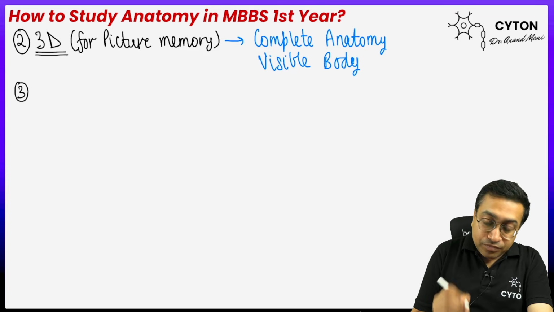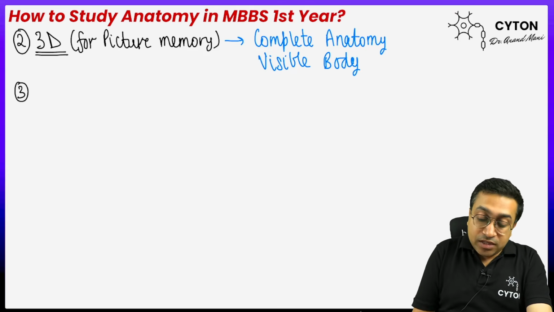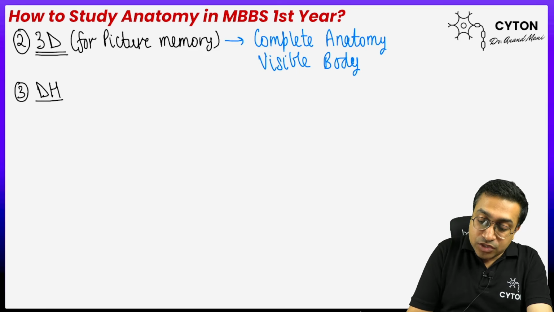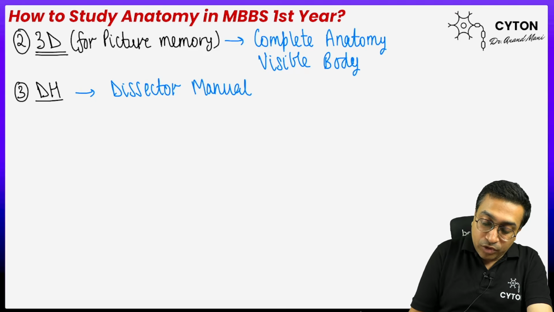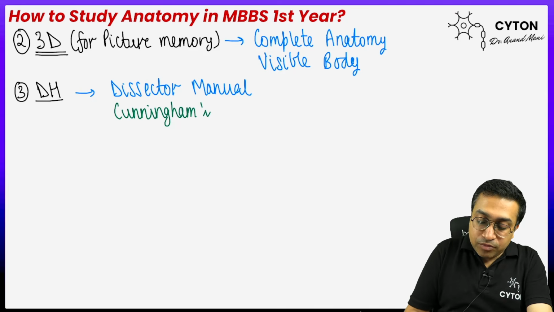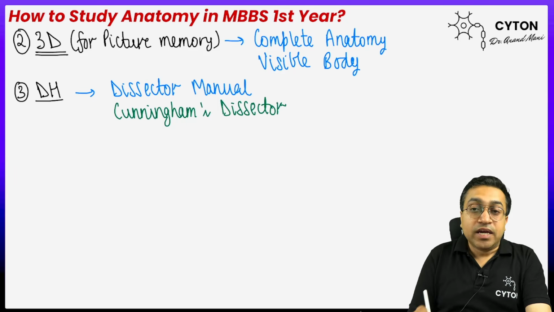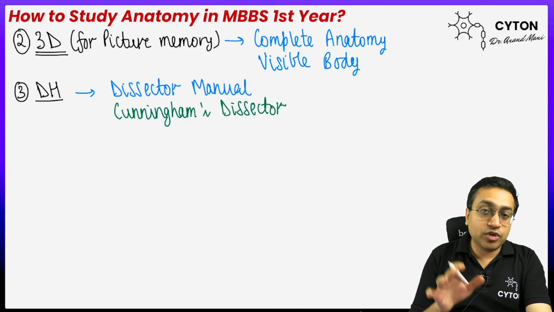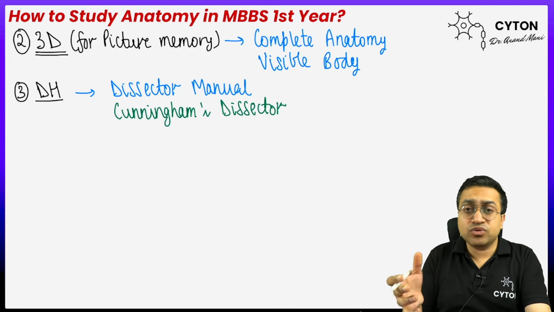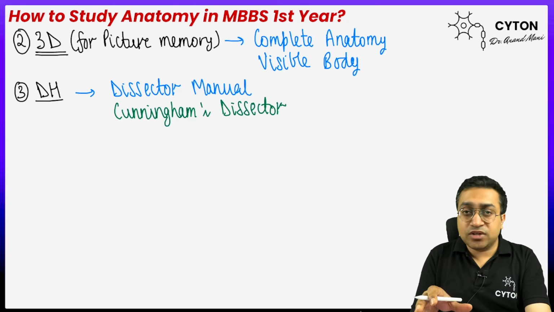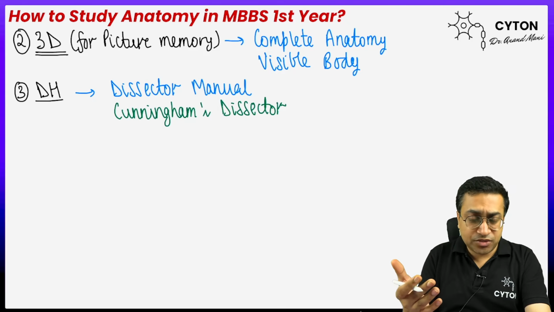Number 3, we need to have something in the DH. So for DH classes you should be having a dissector manual with you. Okay, dissector manual. Now which dissector manual? The globally standard one followed is Cunningham's. Okay, Cunningham's Dissector. This has different volumes, and you should have this textbook with you to resolve any confusion, where if you have any confusion while cutting any structure, how to approach it, you can read the steps and approach that structure.